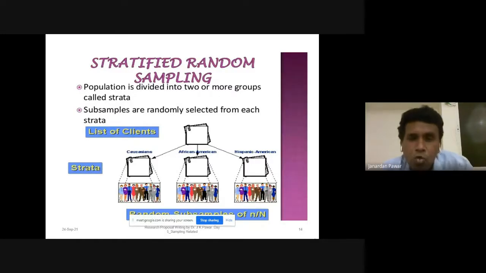Suppose I have decided to study the online behavior of customers, and my population is 50,000 people. In those 50,000 people, there are different categories of people. For example, there are youngsters, elders, and senior citizens if we go according to their age. These are the categories.